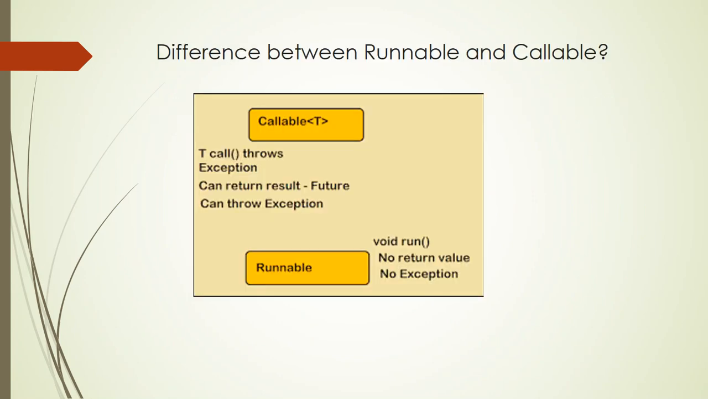Also, the next important question is, what is the difference between Runnable and Callable? Both are used to create threads, but there is a minor difference between the two. Runnable does not return anything. It has a void method, no return value, no exception. But Callable returns a Future object, and it can throw an exception. So if you think that your program after completing may throw some exception, or if you want to throw a custom exception, then you should go for Callable, otherwise use Runnable.